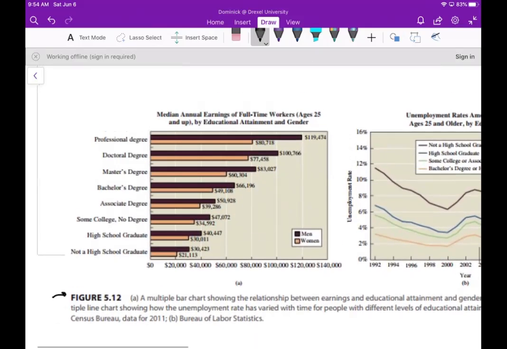So now in this first graph, we have a multiple bar graph, and we see the median annual earnings of full-time workers by educational attainment and gender. So of course, some of the general trends that you can see is that as the education goes higher, right? So you start from not a high school graduate and then high school graduate, some college, so on and so forth, all the way up to a professional degree, you see that the median earnings are generally increasing.